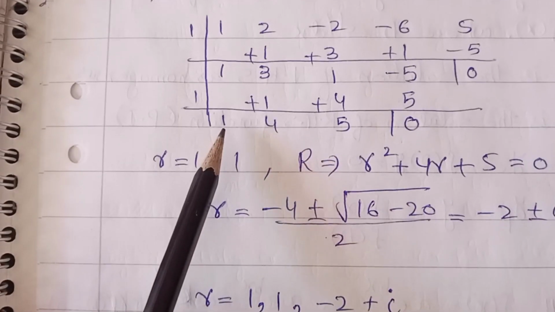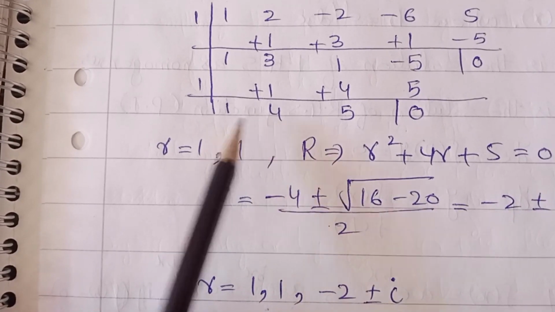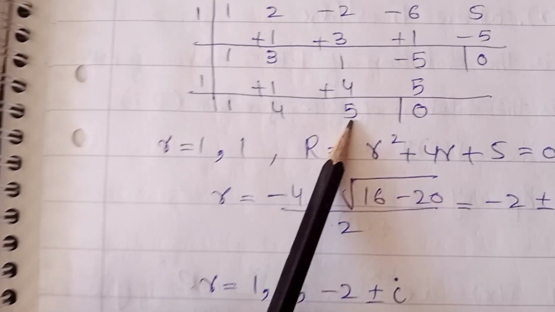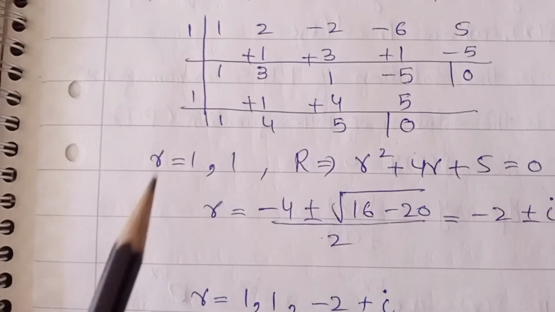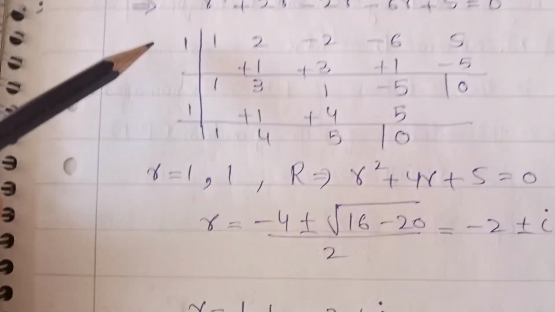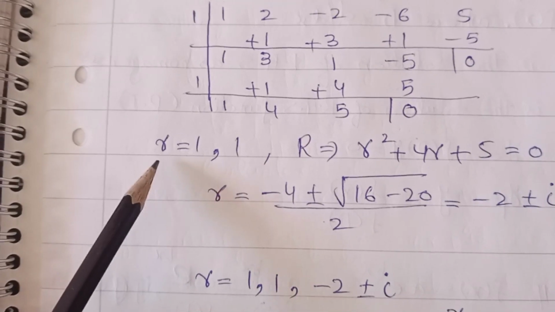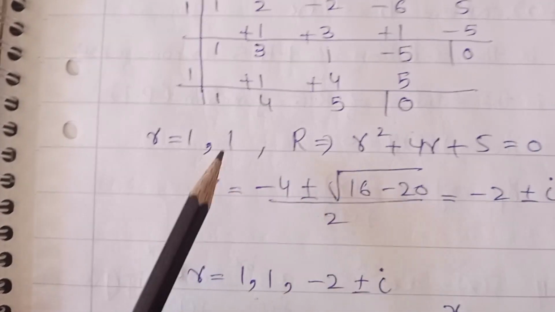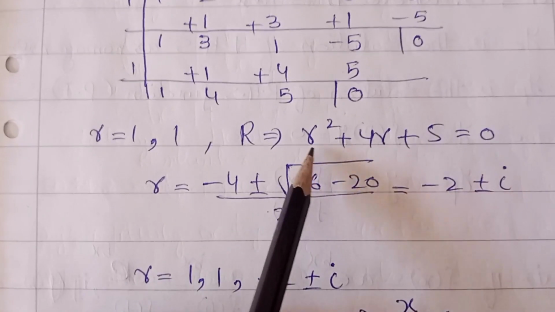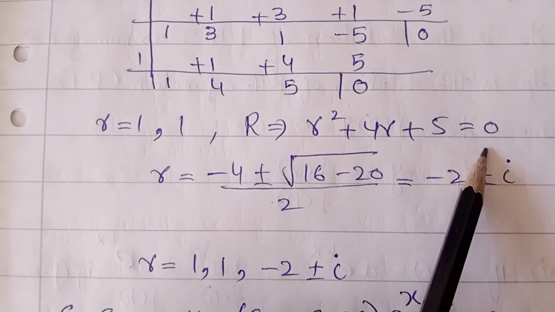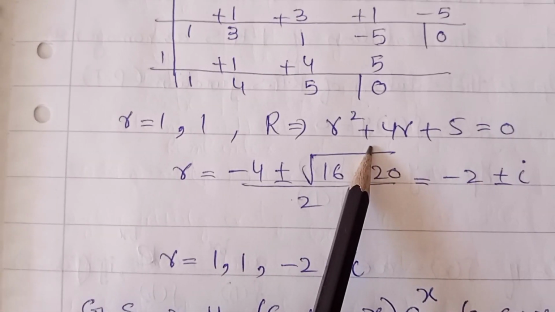The coefficients of the remaining polynomial are 1, 4, 5, so r square plus 4r plus 5 is equal to 0. So the two roots we obtain from the division are 1 and 1. So the two repeated roots are r equal to 1 and 1, and the remaining polynomial is r square plus 4r plus 5 equal to 0.